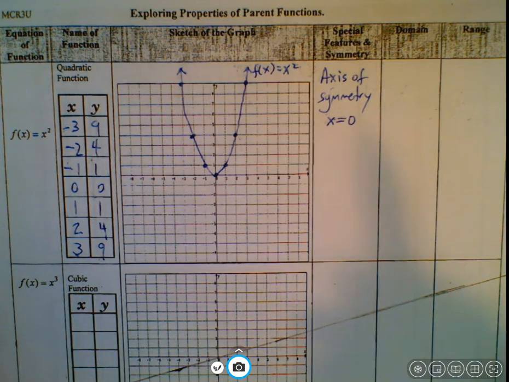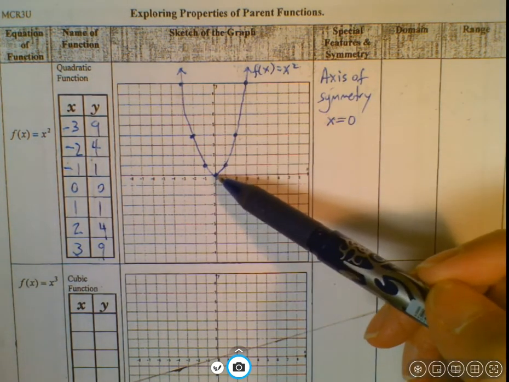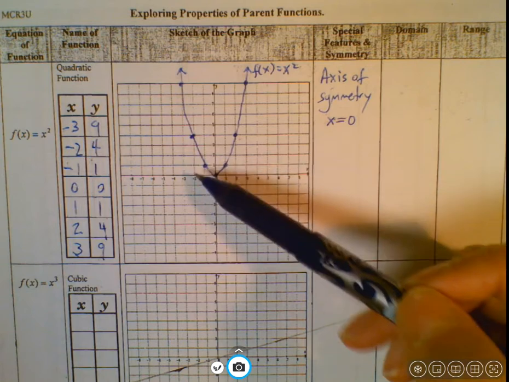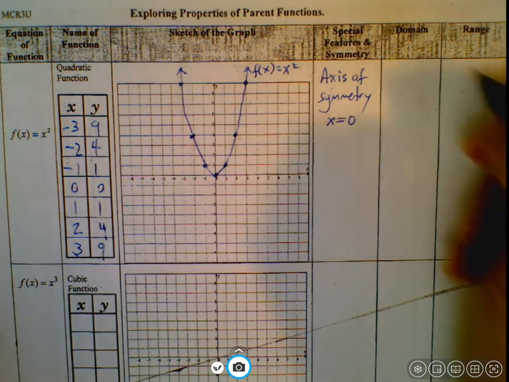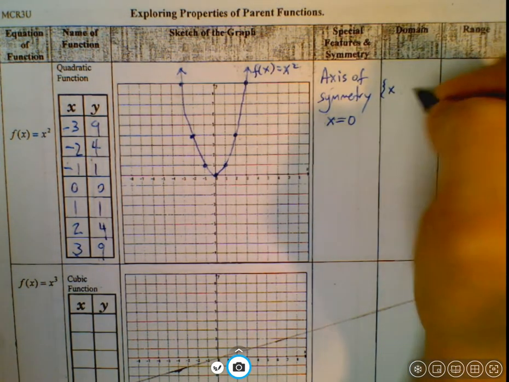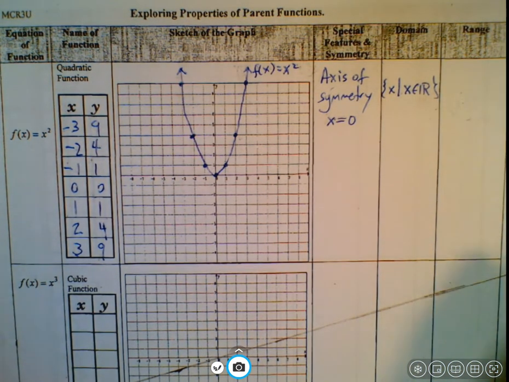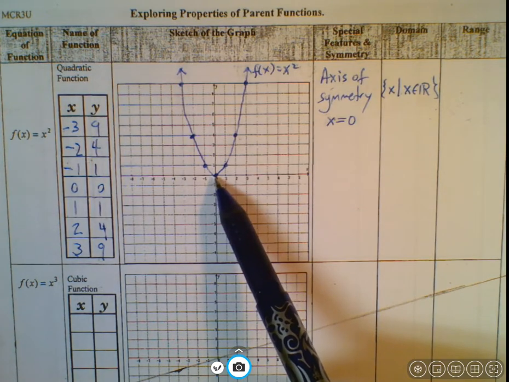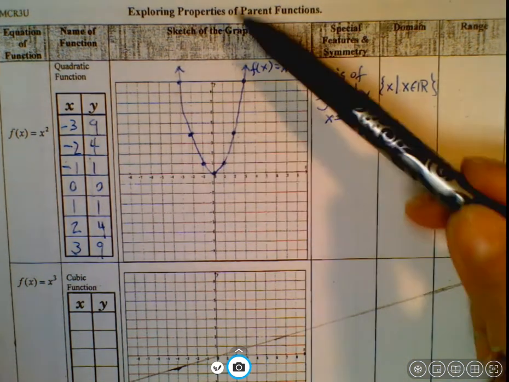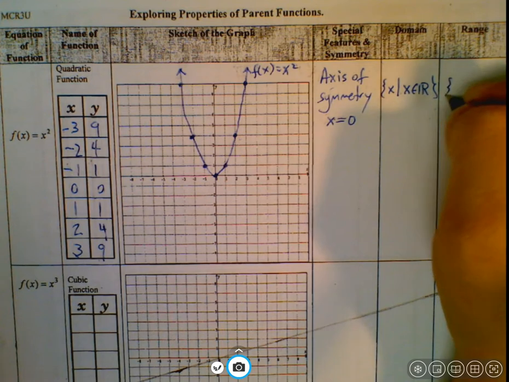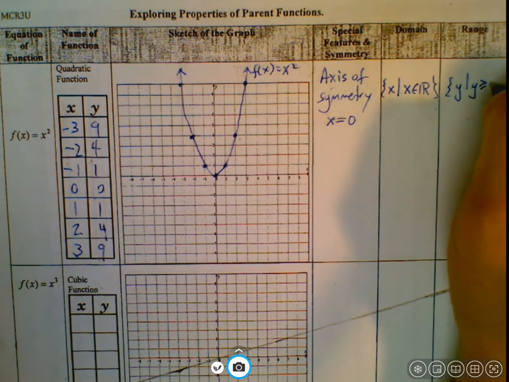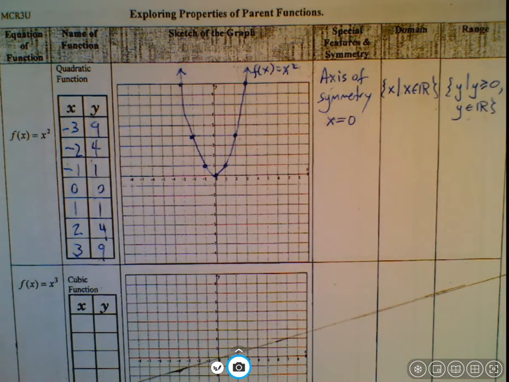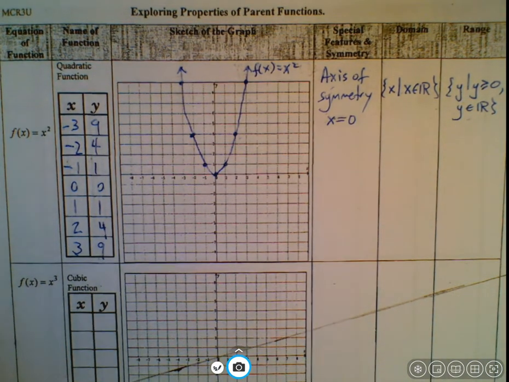Okay, the domain of the quadratic function, just a quick review of before. This parabola goes forever from side to side. So the domain is the set of all x's such that x is an element of the real numbers. Not the same for the range. You can see that the lowest y value, the minimum, is at 0, and then the parabola is above that. So the range is the set of all y's such that y is greater than or equal to 0, and y is an element of the real numbers. Okay, so that's your first parent.